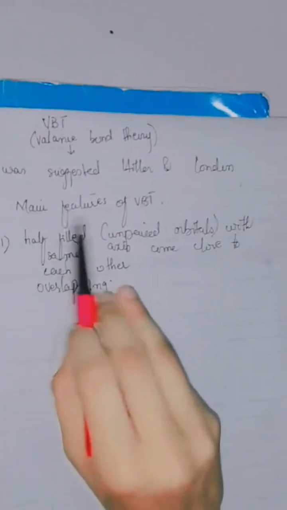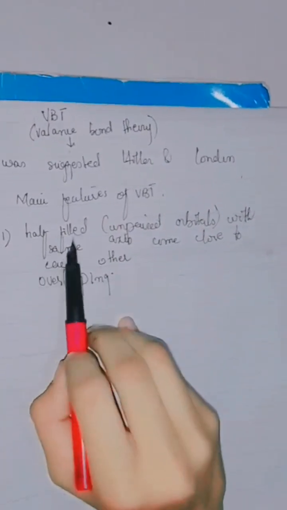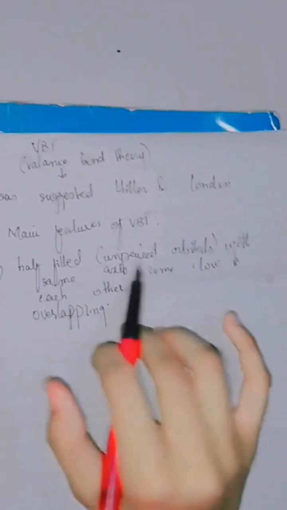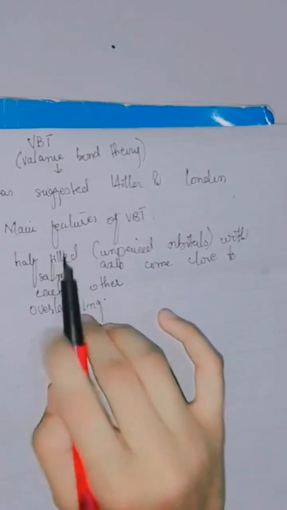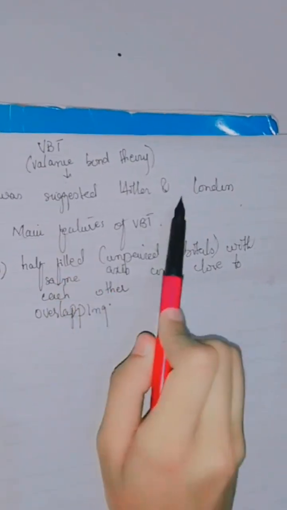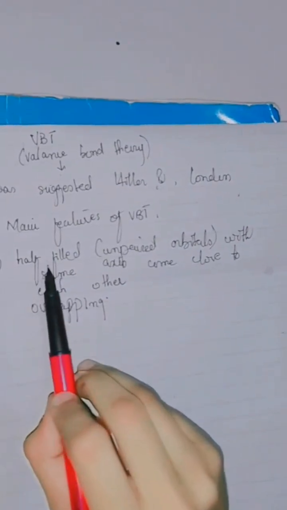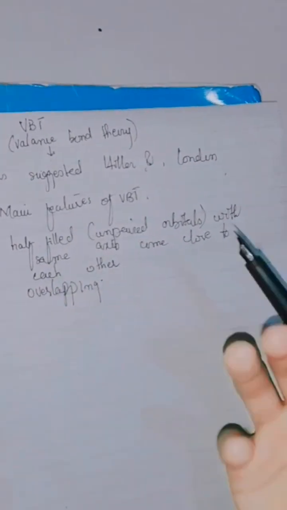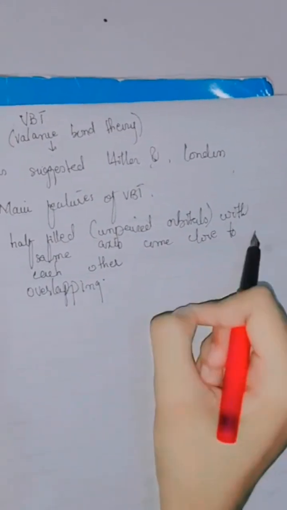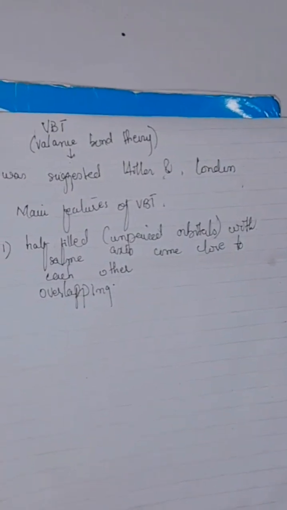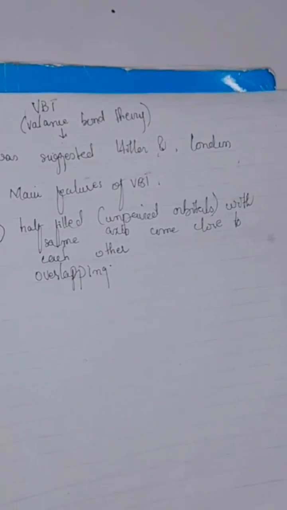So what was the main feature of VBT? That half-filled unpaired orbitals with the same axis come close to each other, that is known as overlapping, and that theory was given by Heitler and London. This activity is known as overlap.